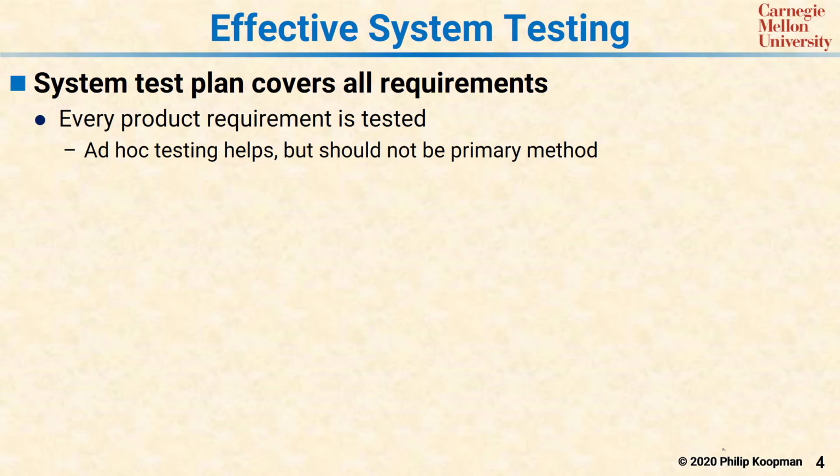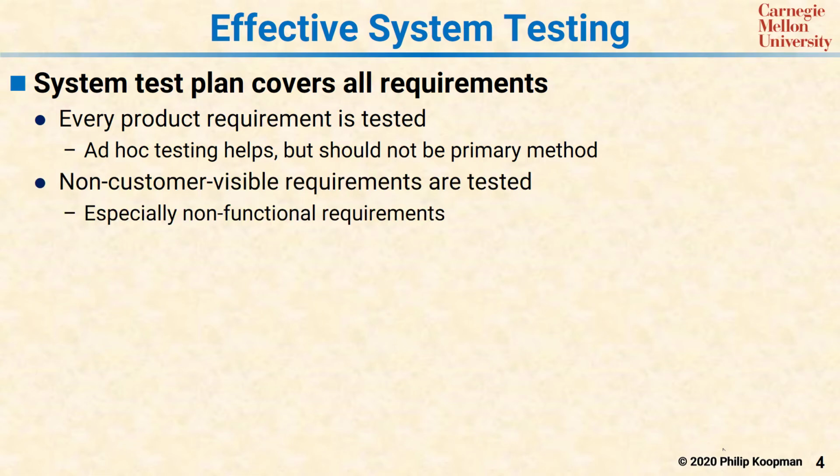Ad hoc testing can help, but should not be the primary method because it's too easy to miss some obscure requirement that the customer is depending on to work. There can be some non-customer visible requirements that are also tested, especially non-functional requirements. For example, this might be the place where you make sure the system doesn't crash too often. And while it's difficult to measure the mean time between crashes, you might at least have a requirement saying we're going to put the system under heavy load and it has to operate for 2 weeks or 1 month without experiencing a crash. And we'll say, okay, that tells us that the crash resistance is pretty good.